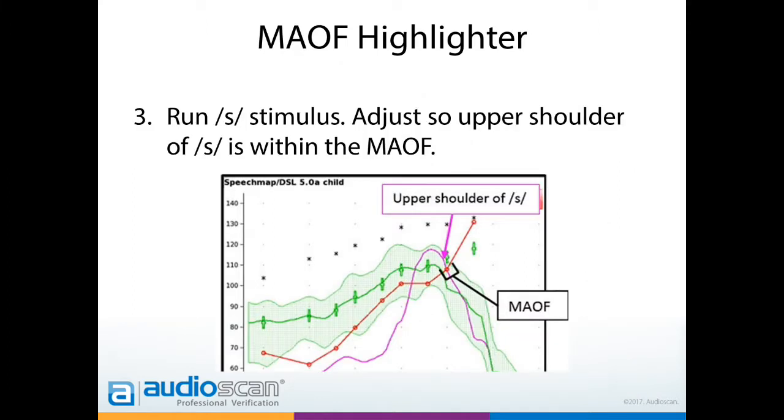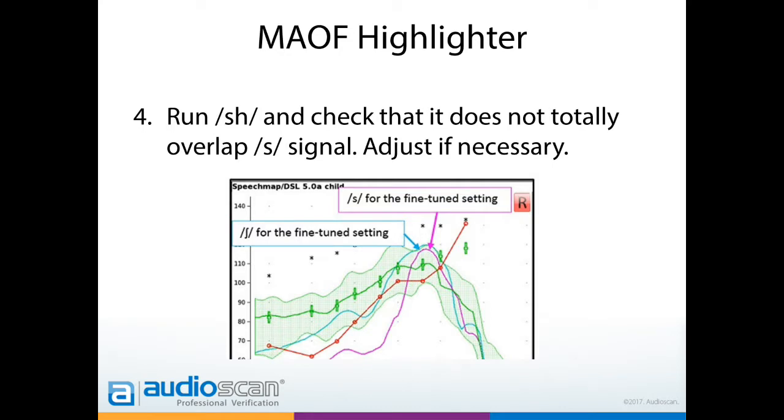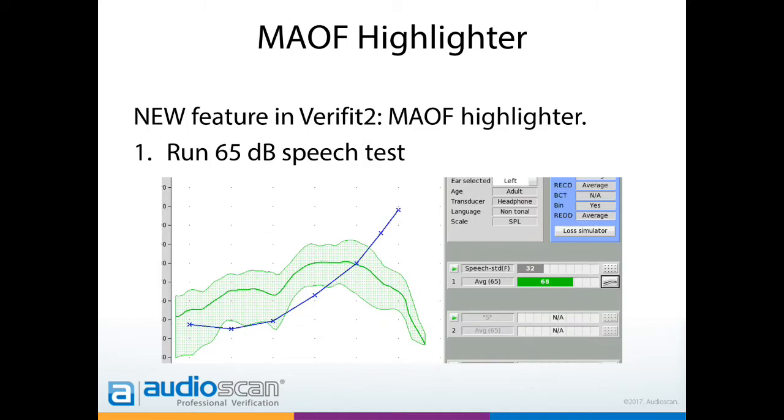So this is something that you would normally have to identify manually. Then you run an S stimulus and adjust frequency lowering for the minimum amount required to get the upper shoulder of that S to fall within the MAOF range. Second step is to run an SH stimulus and just make sure that it doesn't overlap the S. On the Verifit 2 now, the protocol is the same, but we've added a target for that S stimulus. So, step 1, of course, is to run a 65 dB speech test.